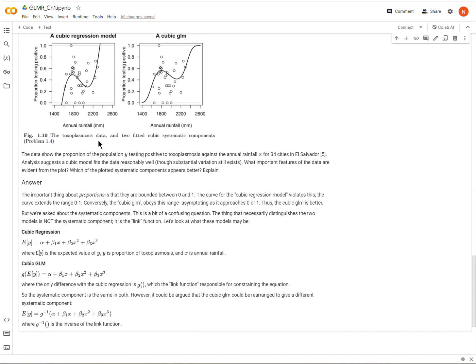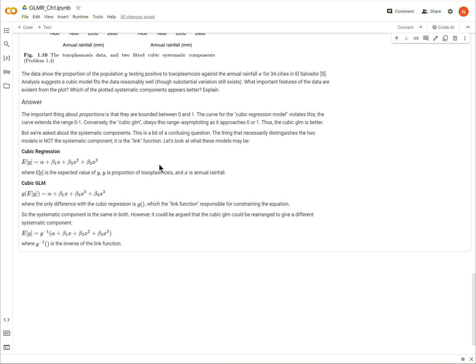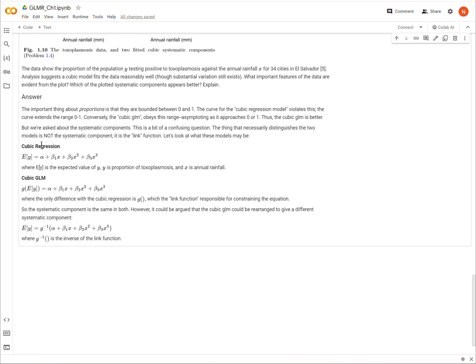But we're asked specifically which systematic component is better, this one or this one, and that's a little bit of a confusing question, because the thing that separates this model from this model is not necessarily the systematic component. Okay, and so to explain that, let's go down here. So in normal linear regression, here we're using a cubic regression, we have this.